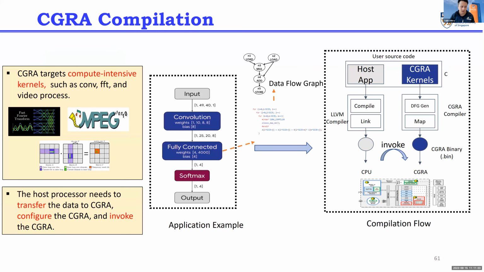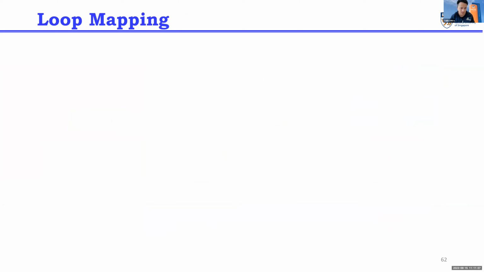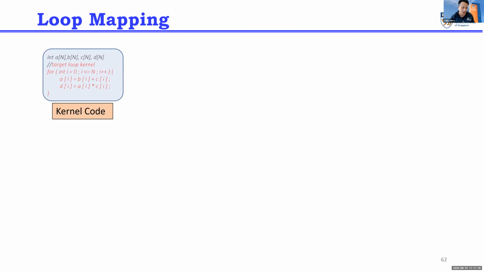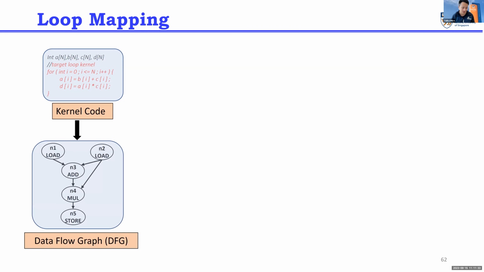As we all know, CGRA targets compute-intensive kernels, mostly loops. So the main problem in CGRA compilation is to map the loop. For example, this is the kernel code, a simple one-level loop with 3 arrays, and in each iteration we have one add and one multiply operation. First we generate the data flow graph, the DFG. We have operations to load B[i] and C[i], one add operation to add B[i] and C[i], a multiply to multiply A[i] and C[i], and a store operation to store D[i] back to the on-chip memory. Note that this DFG describes the single iteration execution.